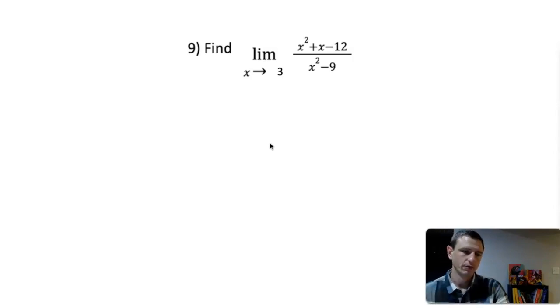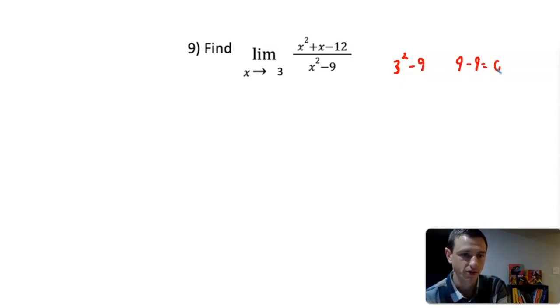In this example, we have the limit as x goes to 3 of (x squared plus x minus 12) over (x squared minus 9). So right away, you want to check the domain. If we plug in 3, we get 3 squared minus 9, which is 9 minus 9, which is 0. So the value of 3 is going to zero out our denominator, which we can't have. So that means we want to think about factoring.